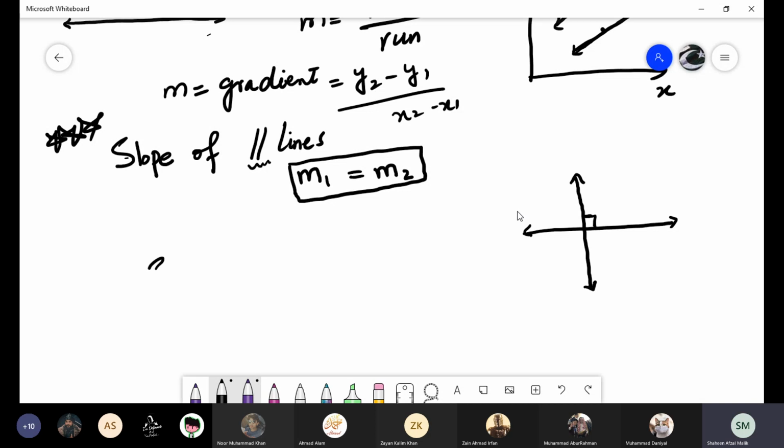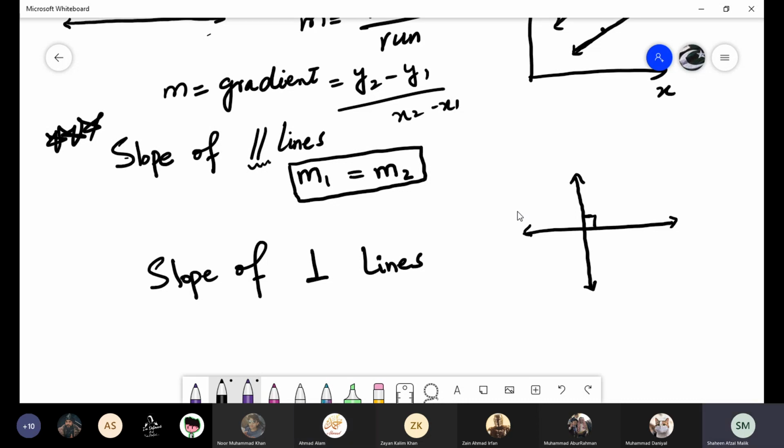And if we are talking about the slope of perpendicular lines, what will be the slope of perpendicular lines? Perpendicular lines are those two lines which are making a 90-degree angle with each other, and their slope is the negative reciprocal of the second one. Negative reciprocal. Do you know what is the reciprocal?